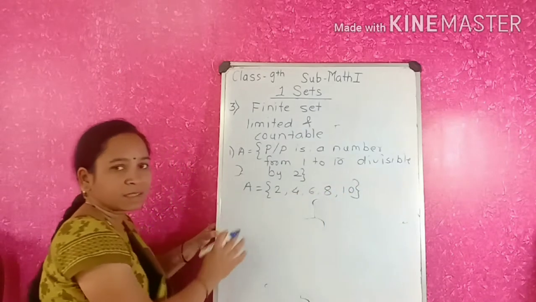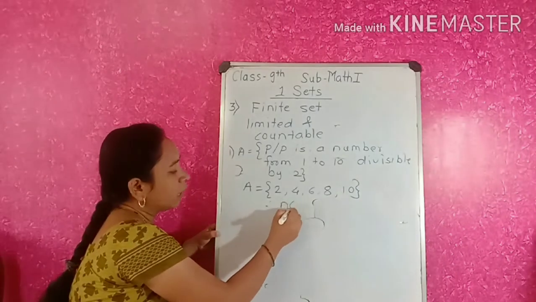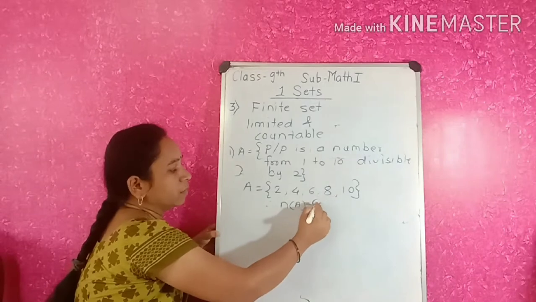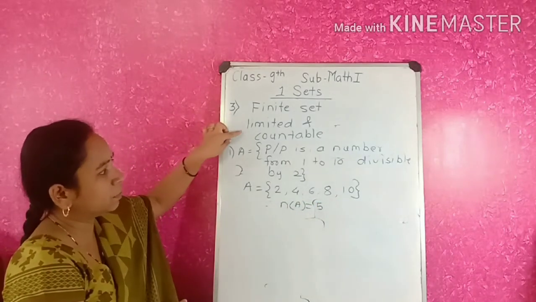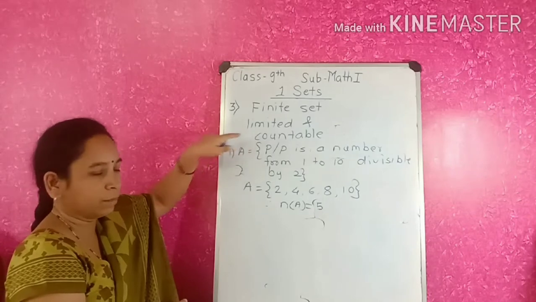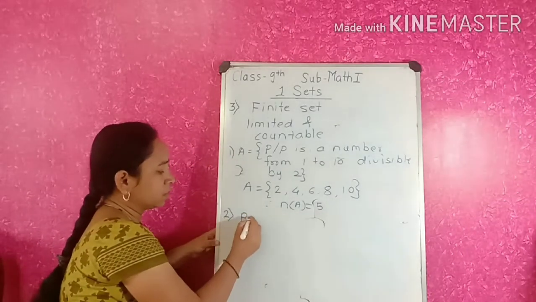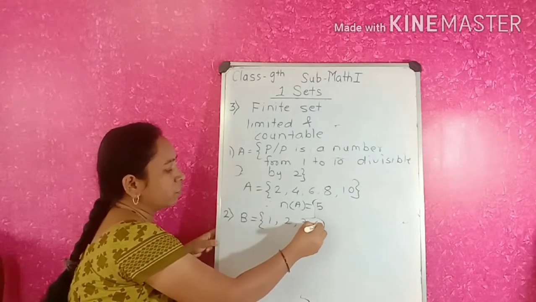So how many elements? Elements are limited and I can count them. So here n of A. How many elements does it have? 1, 2, 3, 4, 5. 5 elements. So A set is a finite set. It has limited and countable elements. Now second example, B set. Here I will write the numbers 1, 2, 3, 4, 5.